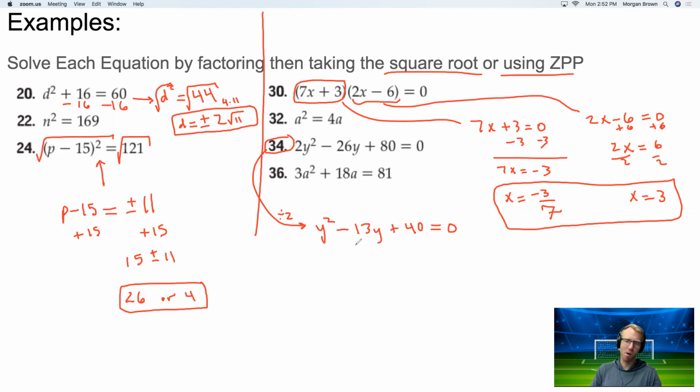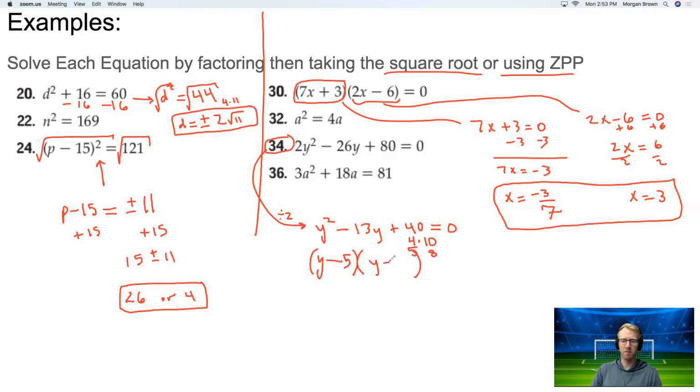So now I'm looking for two numbers that multiply to 40 and add up to 13. Well, that doesn't seem to work out too well, does it? So they both have to be negative. So let's think about our values. 4 and 10 is too big because 4 and 10 is 14. So what if I go 5 and 8? Aha, 5 and 8 works out.